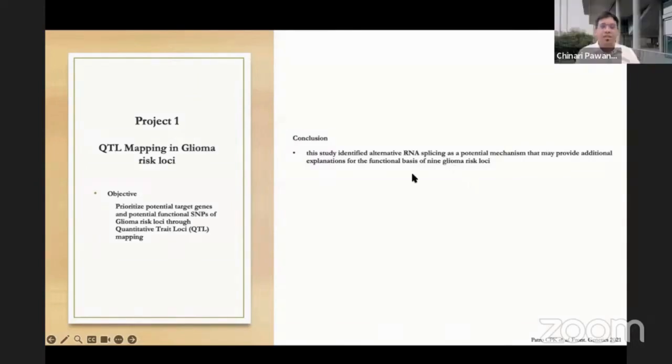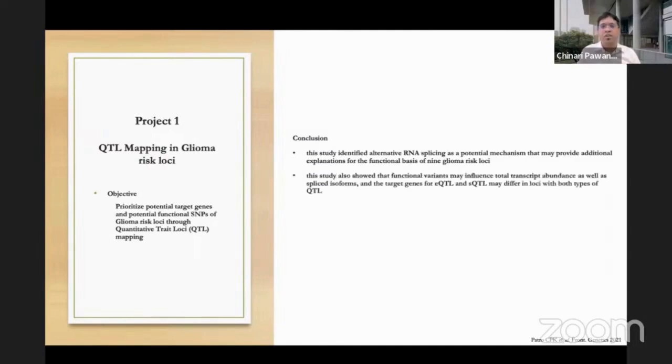Yeah, so in conclusion, this study identified alternative RNA splicing as a potential mechanism that may provide additional explanation for the functional basis of different risk loci of glioma. This study also showed that functional variants may influence total transcript, which is RNA abundance, as well as spliced isoforms, and the target genes may differ across different types of loci with different types of QTL. And finally, the meta-analysis comprehensively identified target genes that may serve as a reference for future functional assays.